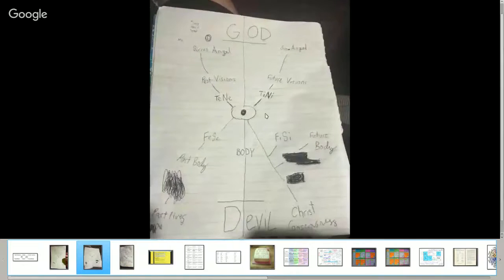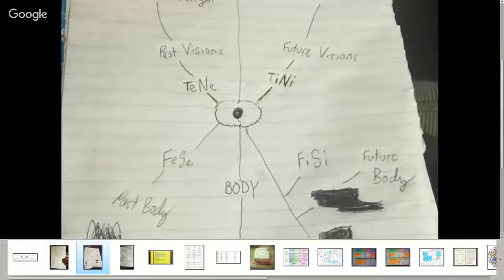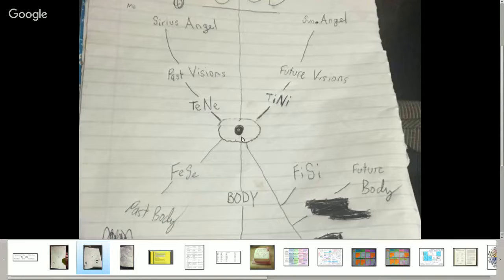Right. Anyhow, and then you have me accessing my normal functions by looking in the top right, where I would be imagining things.